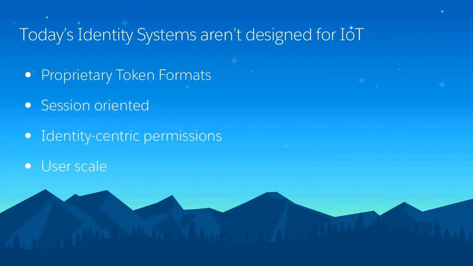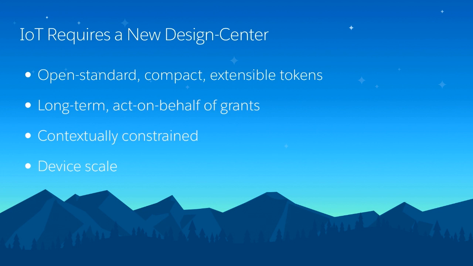You just want enough to get that case created. So we want to get to contextual or device-specific permissions, and it's user scale. If we look at what we need to do moving forward, we needed to introduce something that was an open standard. How do we have tokens that can be interpreted by third-party platforms? We need something that's long-term and gives us the ability to act on behalf of this user.